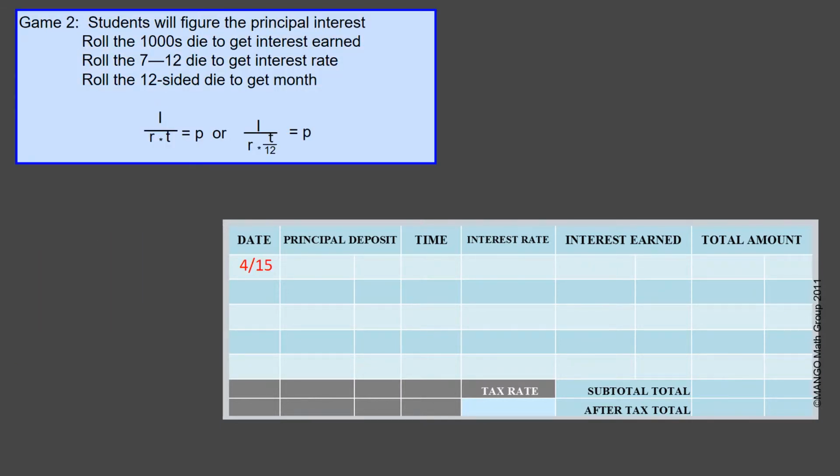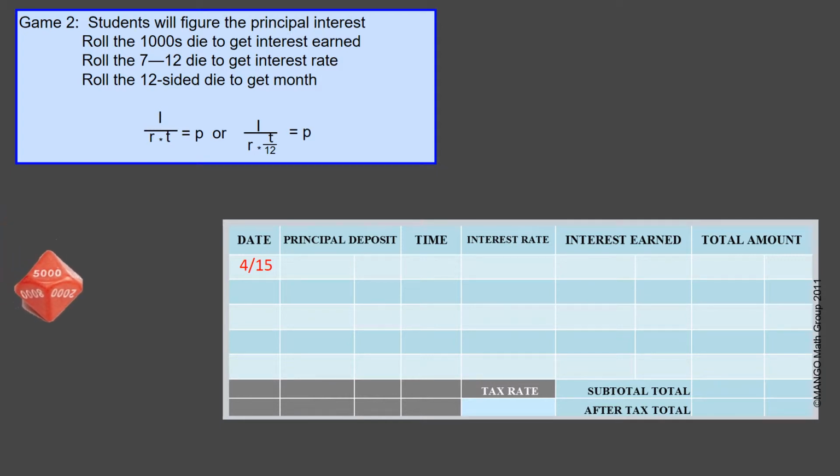In the second game, students will have the opportunity of figuring out what the principal was. In this one, the mathematics is a little bit different, and we're also going to use a 12-sided dice to represent how many months. Since there's 12 months in a year, it's going to tell us how many months the money was in, the interest that we earned, and how much money was deposited.